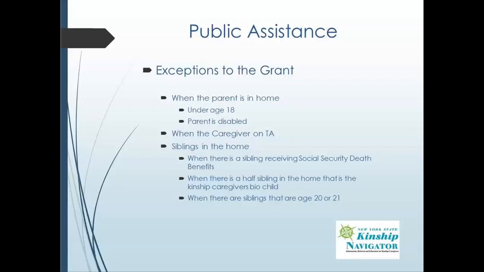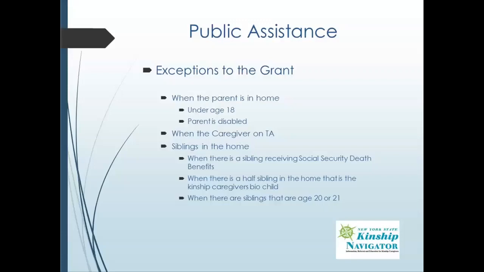If there's siblings in the home, there are at times when the amount of money received by the sibling is deemed available to the kinship caregiver. If there is one sibling in the home that is receiving Social Security death benefits for a parent, and they have a half sibling that is trying to apply for the grant but is receiving no assistance whatsoever, the income of that first sibling is deemed available to the second sibling.